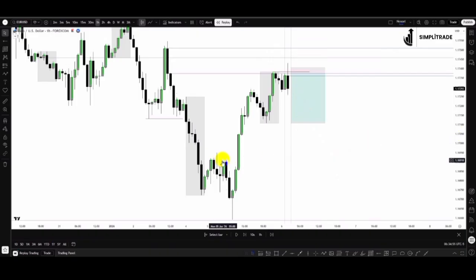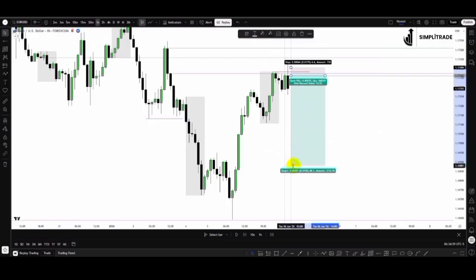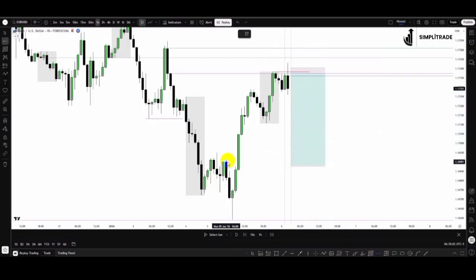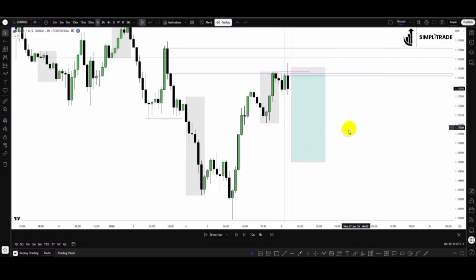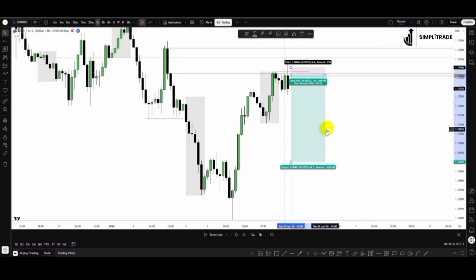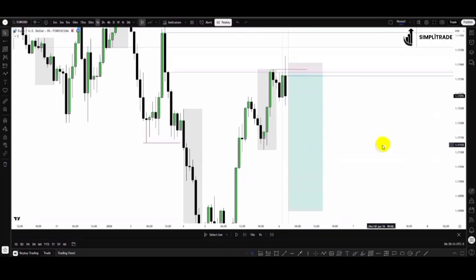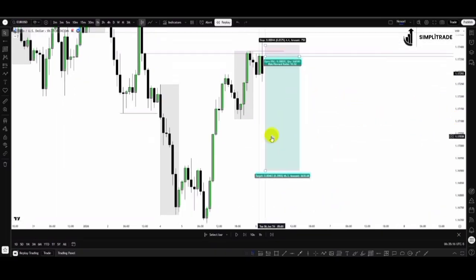So it means my target now would be this rejection block. On a long-term perspective, I'll be looking at this rejection block level as my target. So that'll be the target. And let's see, this is 1 to 10.52. So let's play price to see how this delivers.